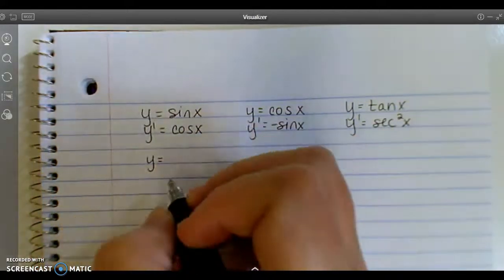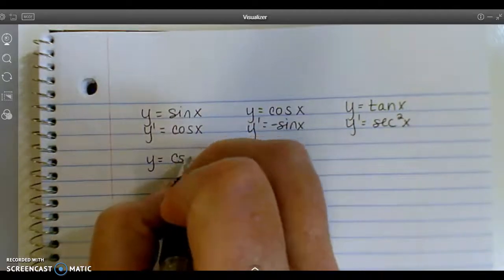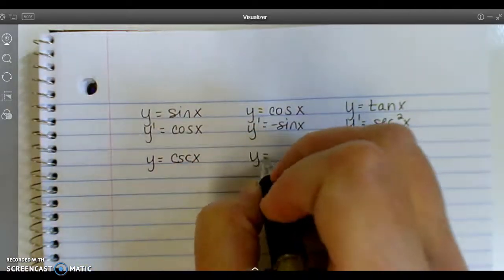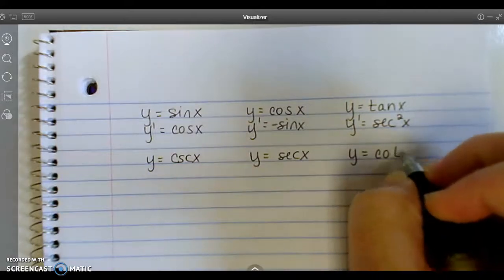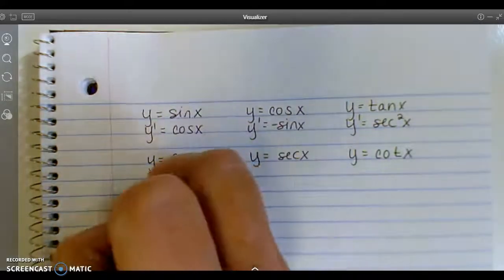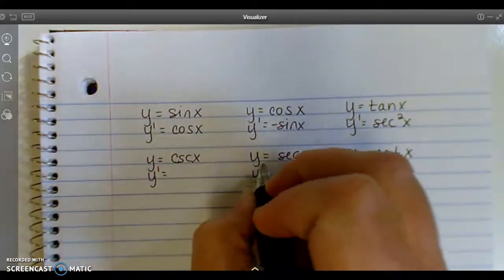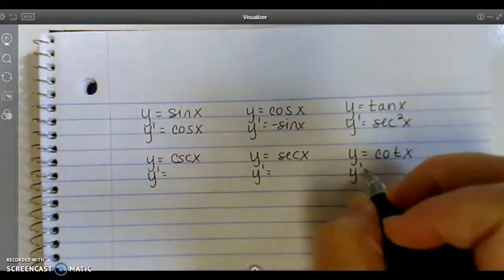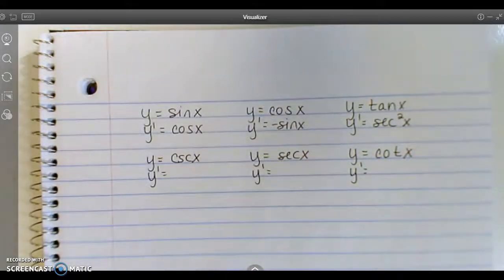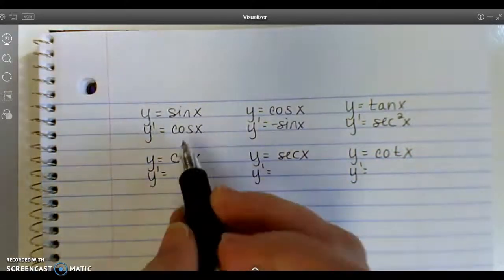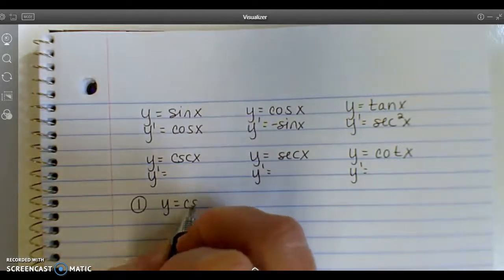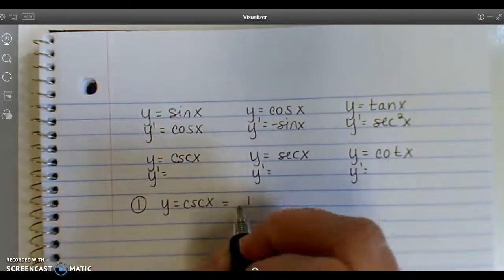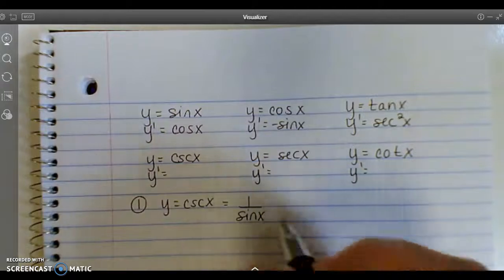We want to know what goes on if we have cosecant of x, what goes on if we have secant of x, and what goes on if we have cotangent of x. Now I could show you those 3 rules real quick, but I want to show you where they come from because I think getting them is not very difficult. So I'm going to show you the 3 rules, but let's start off with finding the derivative of cosecant of x. I know that cosecant of x is 1 over sine of x.